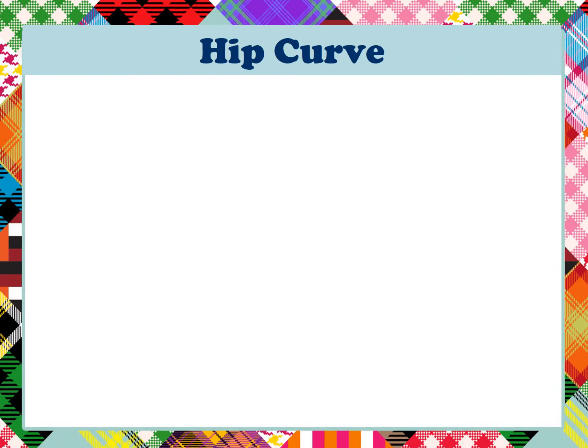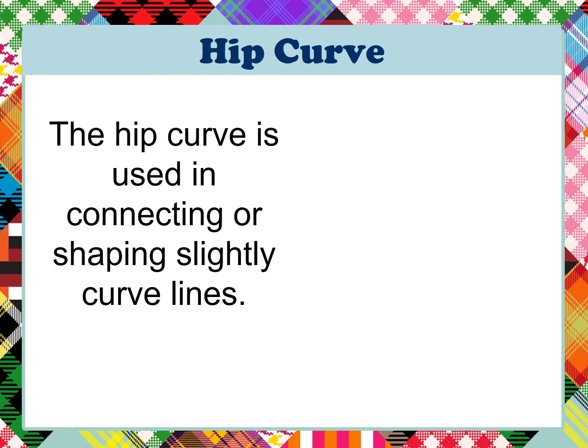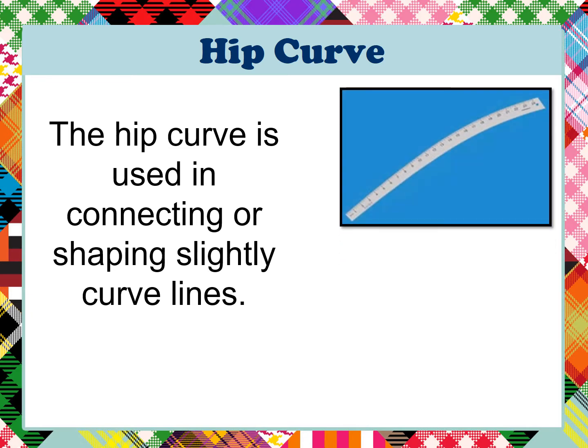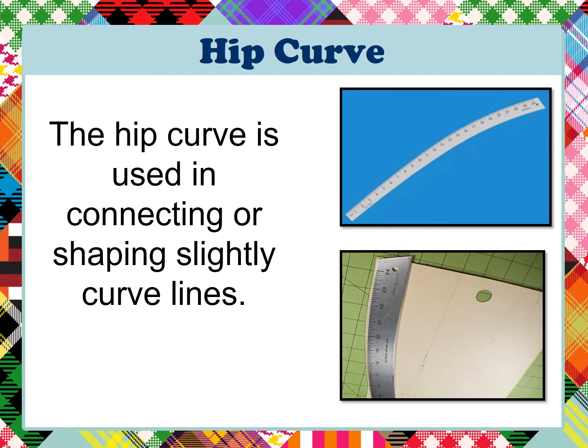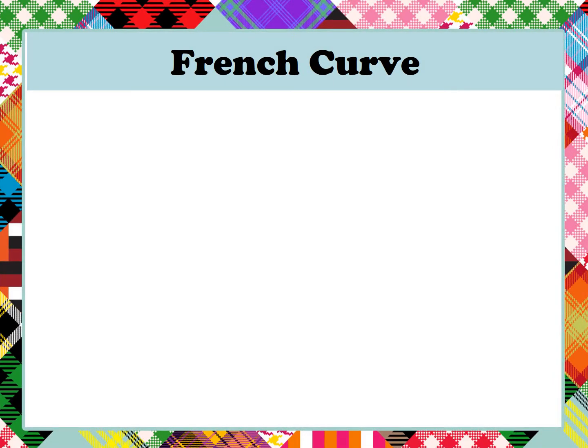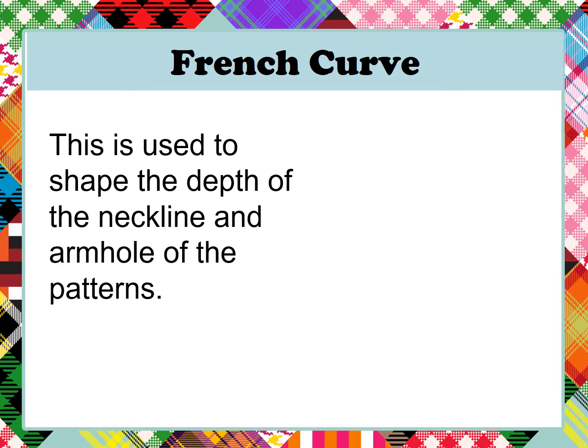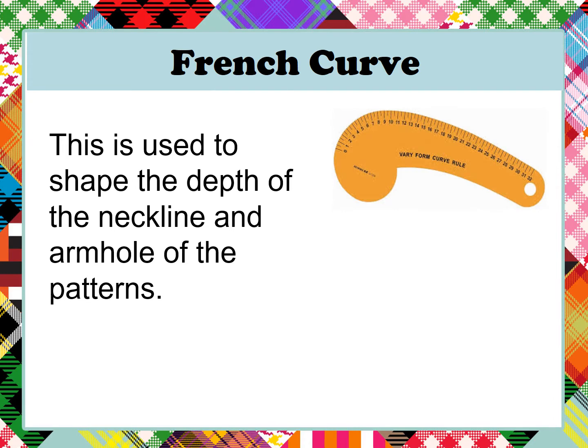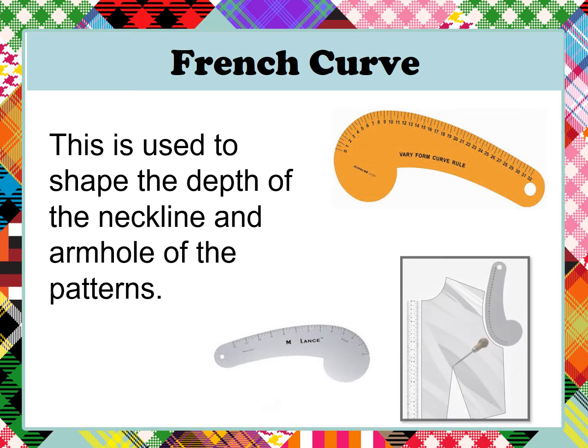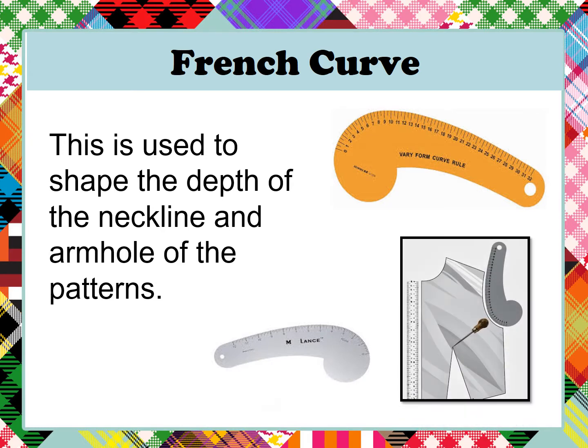Let's now look at the hip curve. The hip curve is used in connecting or shaping slightly curved lines. Let's look at the French curve. The French curve is a measuring tool used to shape the depth of the neckline and armhole of the patterns. As you observe, it's being used to shape the armhole on this pattern.